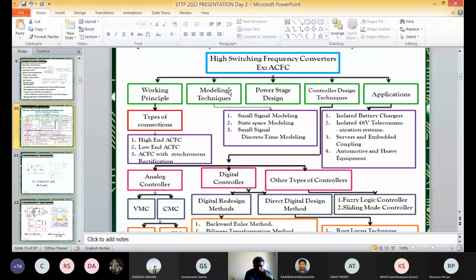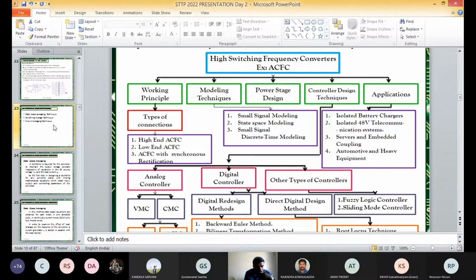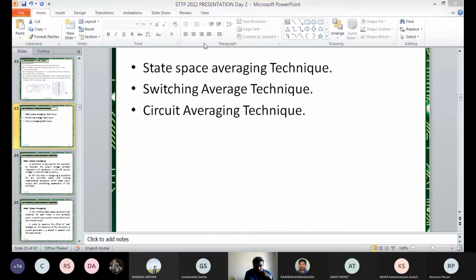So next, we are moving towards the modeling techniques for the different types of power converters. Now the second one is the modeling. Here there are different types of mathematical modeling techniques. Mathematical modeling is nothing but the representation of the physical phenomena by its mathematical equivalent.